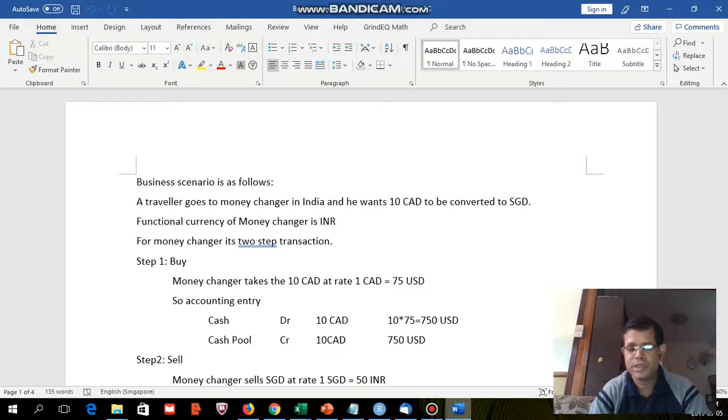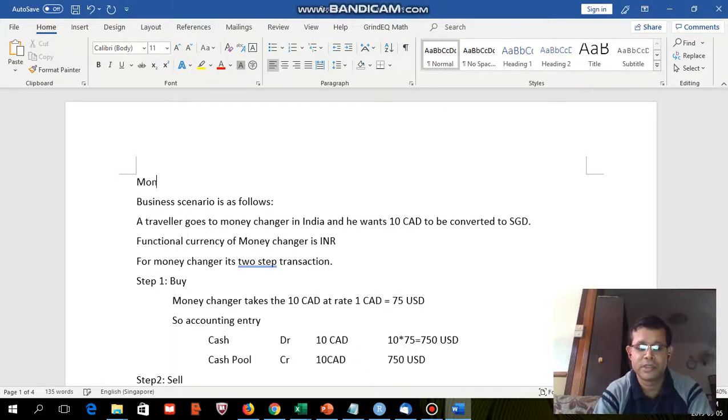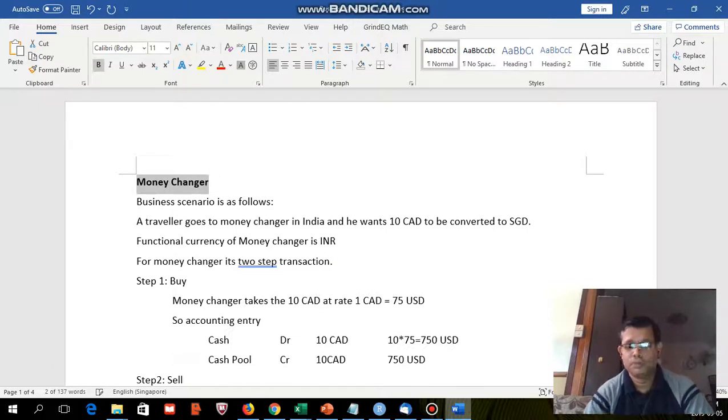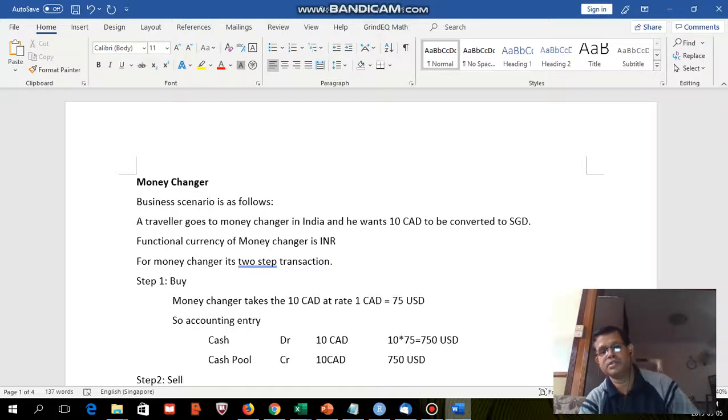The typical business scenario we are going to cover, let us name it, is money changer. It happens basically in the banking industry, which trades in different currencies. The idea is, first I will explain the business scenario we have, and then we will map that scenario in the application in Fusion Financials.